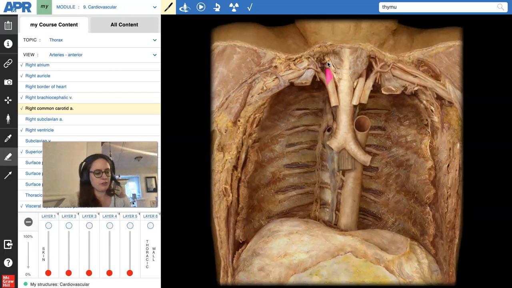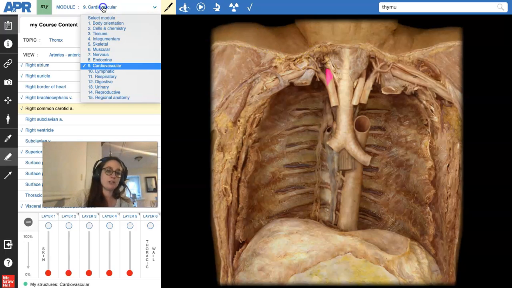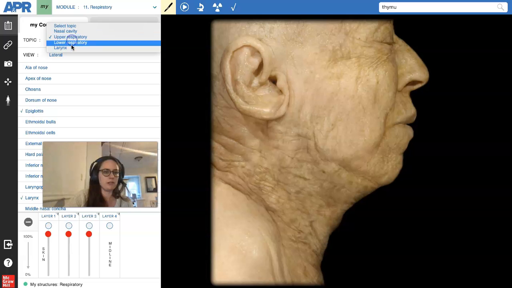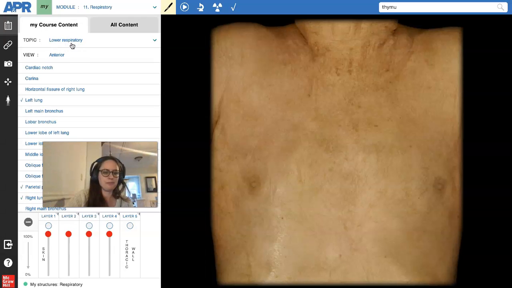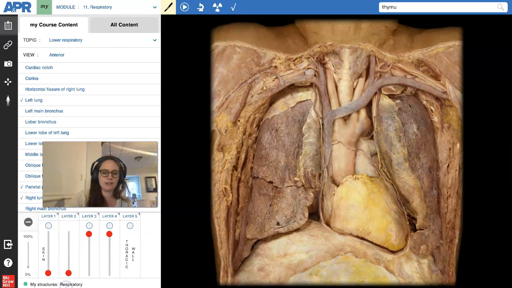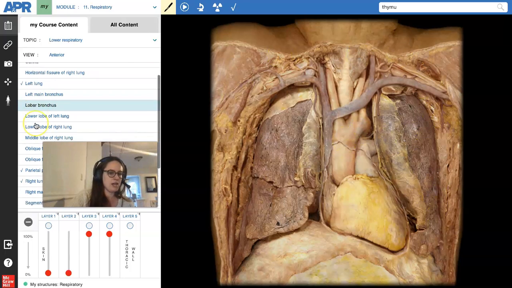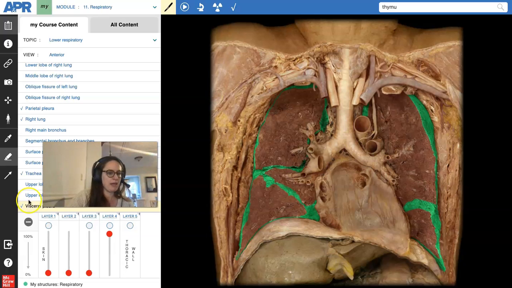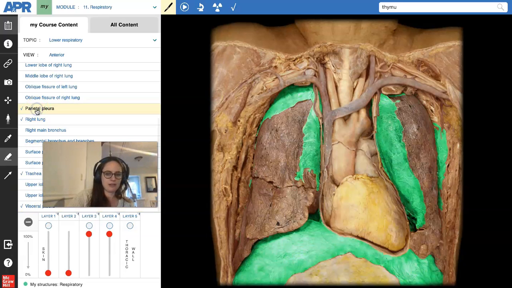Okay, that was it for cardiovascular structures. On to the respiratory system, which I was trying to give you earlier because it's actually the same view. We don't want upper respiratory, we want lower respiratory. So once again, cutting into the thoracic cavity, exposing structures of the thoracic cavity, we can now see the right and left lungs, as well as the visceral pleura and the parietal pleura.